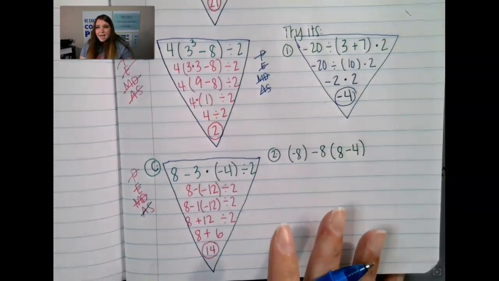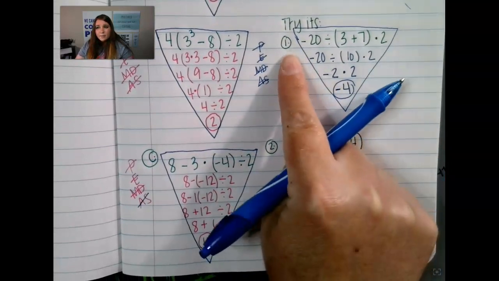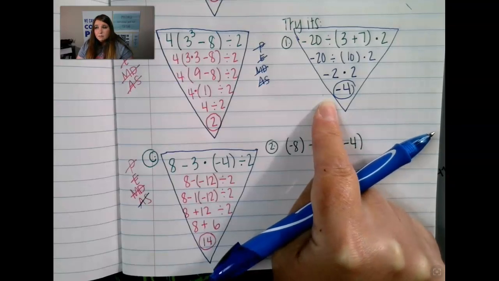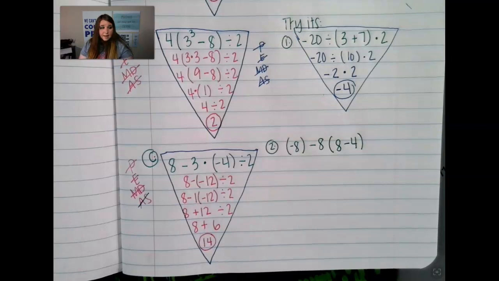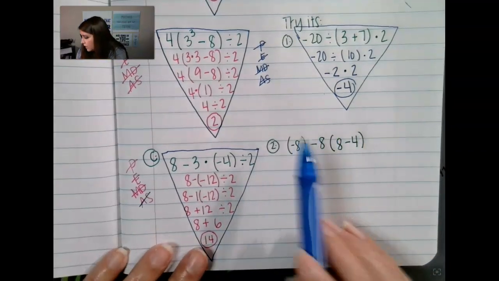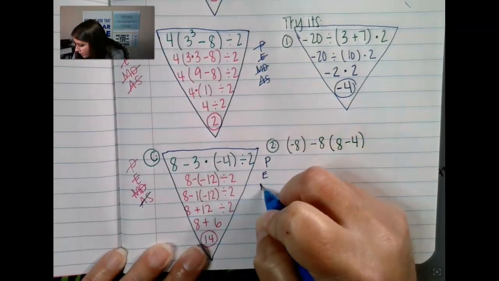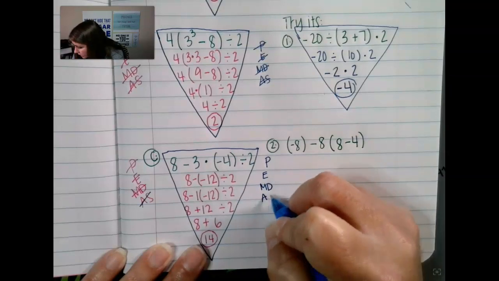Okay, let's look at the next one. How did you do on this one? Did you have to go back and look at your notes on the rules? All right, let's go ahead and look at this one. Our last one. This one has a lot of 8s in it. Let's not let that confuse us, okay?